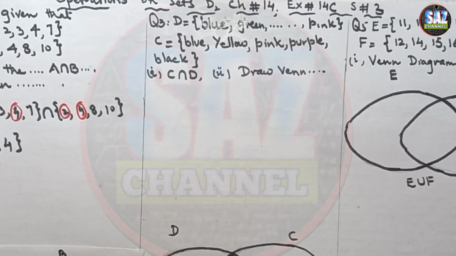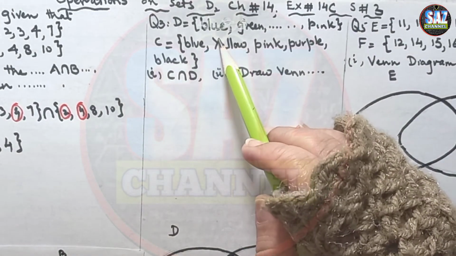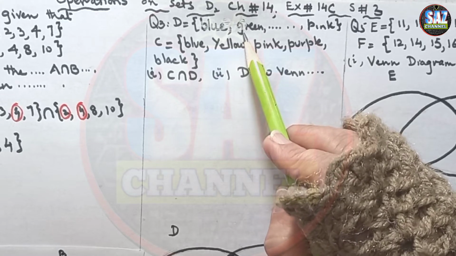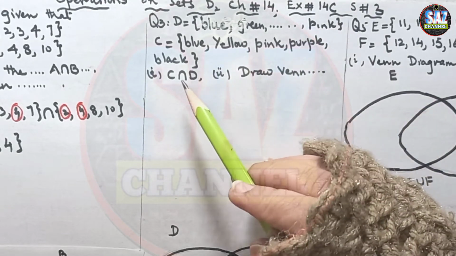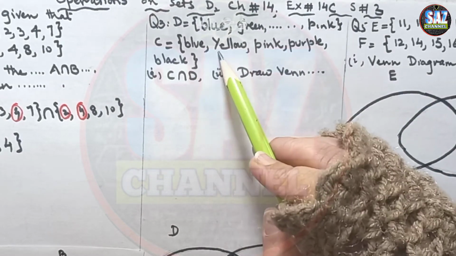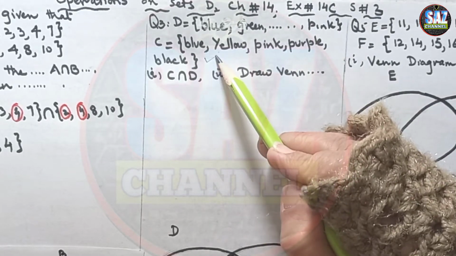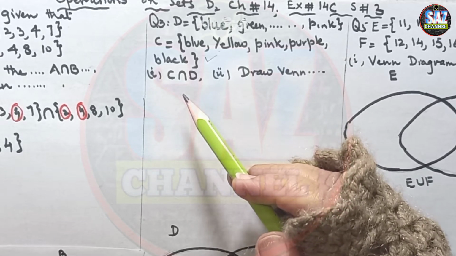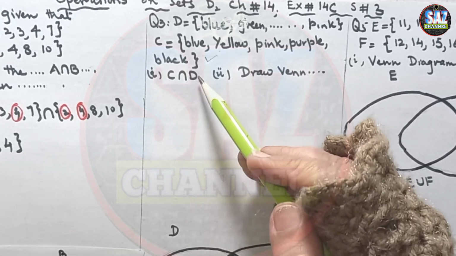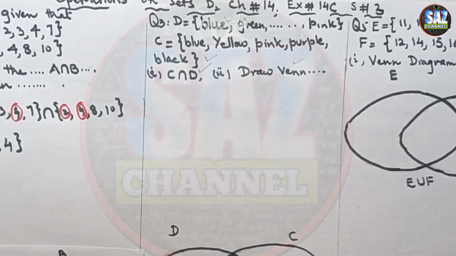Question 3 says, it is given that set D contains the elements blue, green, yellow, orange, red and pink, and set C has the elements blue, yellow, pink, purple and black. The first part is that we have to list all the elements in C intersection D in set notation, and then we have to draw the Venn diagram to represent this situation. So let's move to the solution of the question.